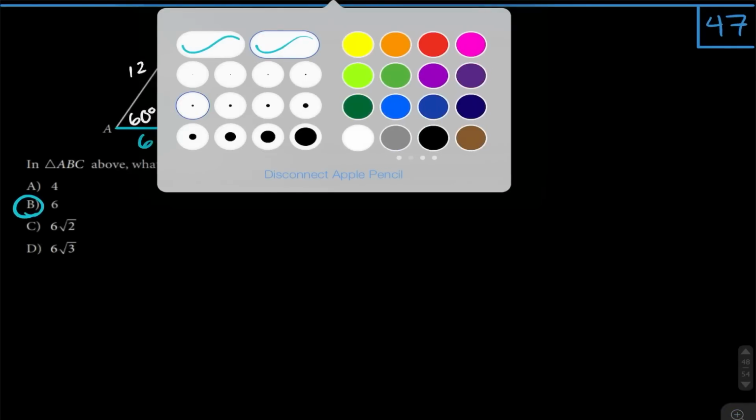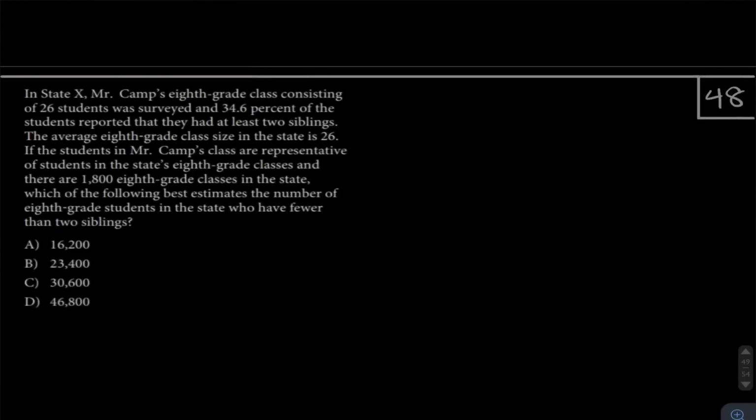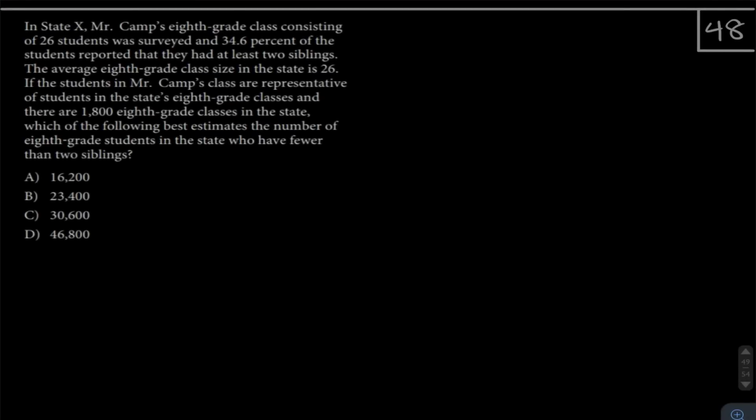All right. Awesome. Let's move on to problem 48. Okay. This is the last word problem for this video, I promise. All right. In State X, Mr. Camp's 8th grade class consisting of 26 students was surveyed, and 34.6% of the students reported they had at least 2 siblings. Okay, so I just want to start writing some stuff down because this is obviously a long word problem.